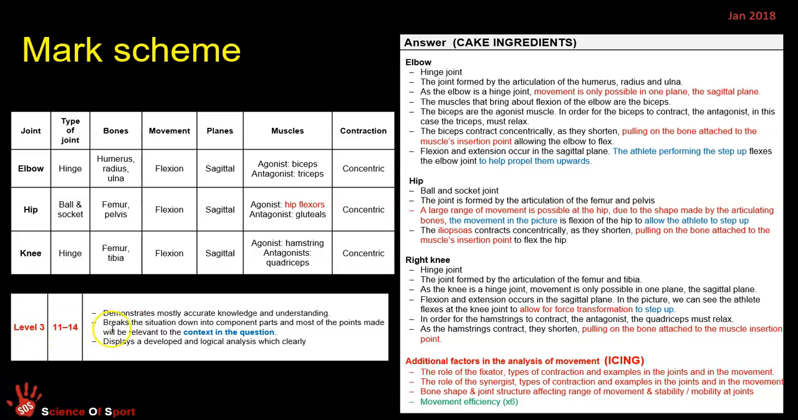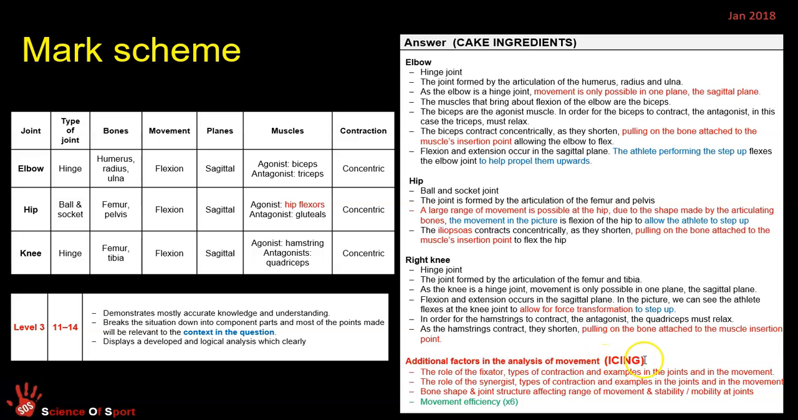To get level 3 answers, you've got to have consistent, accurate knowledge. So you've got to get all your facts right. Break down the situation into component parts and relate them to the question. This is our blue stuff. And through each of these, I've tried to just identify where in their mark scheme they've given question context information. You've got a logical answer that's organised, and I'll talk more about that in a minute.